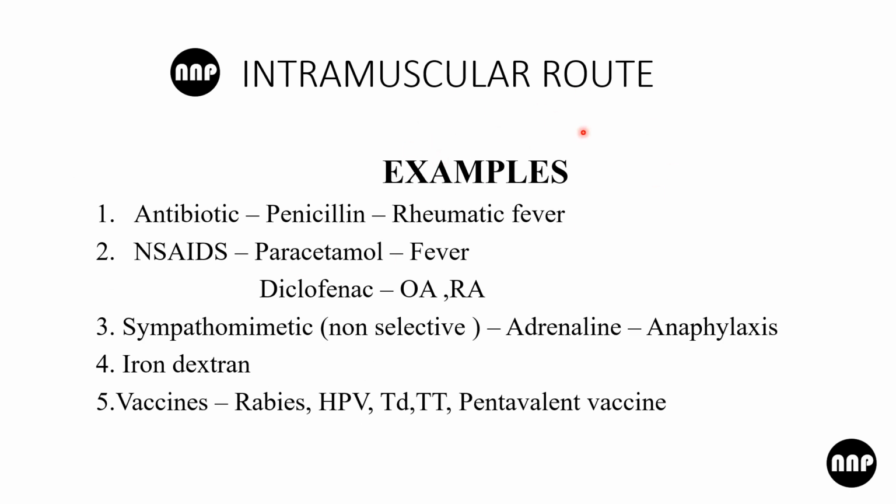Coming to the examples of IM route: antibiotics like penicillin for rheumatic fever, NSAIDs like paracetamol for fever, diclofenac for osteoarthritis and rheumatoid arthritis, sympathomimetic non-selective like adrenaline for anaphylaxis, iron preparation like iron dextran for iron deficiency anemia, severe anemia, and vaccines like rabies vaccine, human papillomavirus vaccine for cervical cancer, TD, tetanus and diphtheria, tetanus toxoid, and pentavalent vaccine. Pentavalent has 5: DPT, which consists of diphtheria, pertussis, and tetanus, and hepatitis B and Haemophilus influenzae B.